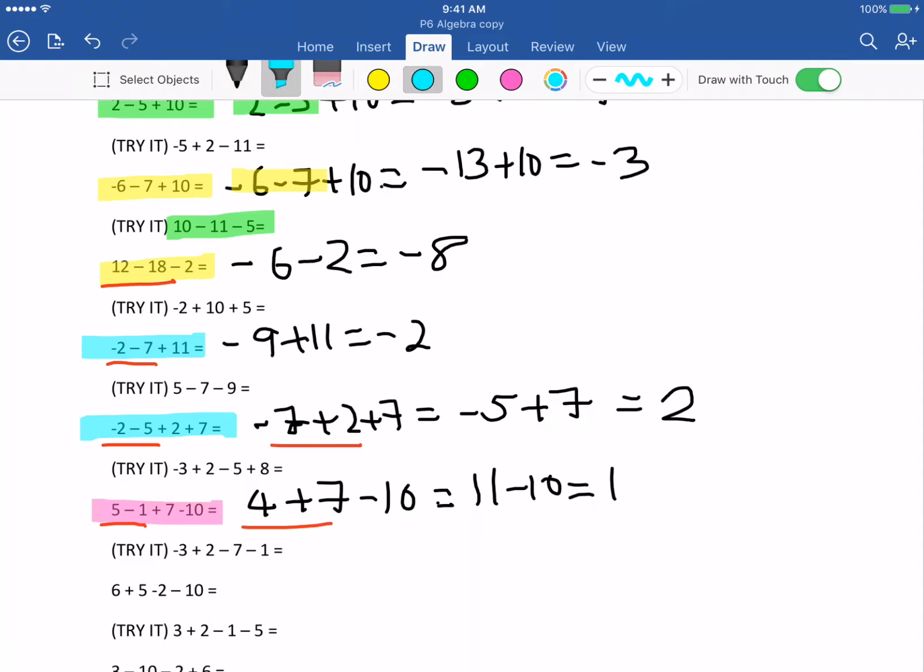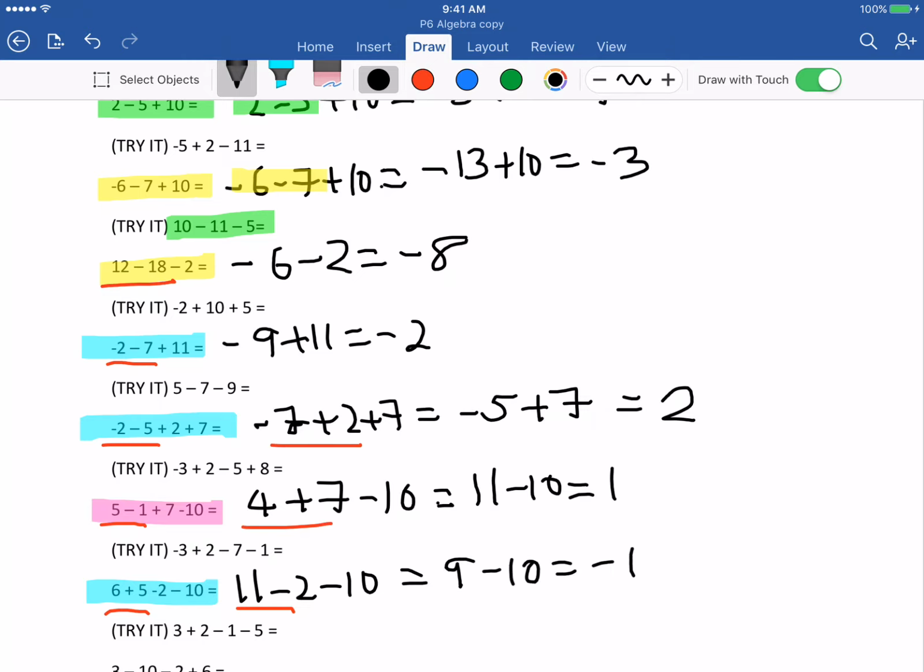Okay, the next one. 6 plus 5 minus 2 minus 10. Same thing. Let's do the first two first. So what's 6 plus 5? 6 plus 5 is equal to 11 minus 2 minus 10. Next thing you need to do, same thing, do the first two. So 11 minus 2 is equal to 9. 9 minus 10 is equal to negative 1.